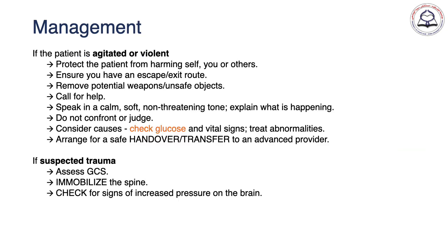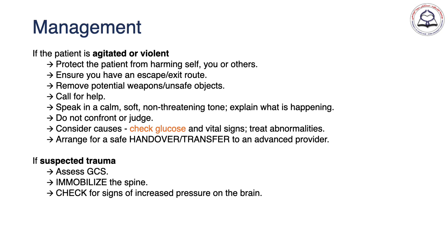Agitated and violent patient: make sure you know the exit, and also look if there is any weapon or unsafe object. Try to remove them if possible, and always call for help. Protect the patient from harming himself and harming others. And as I mentioned, you call for help. Speak in a calm, soft, non-threatening tone. Explain what is happening. Do not confront or judge.